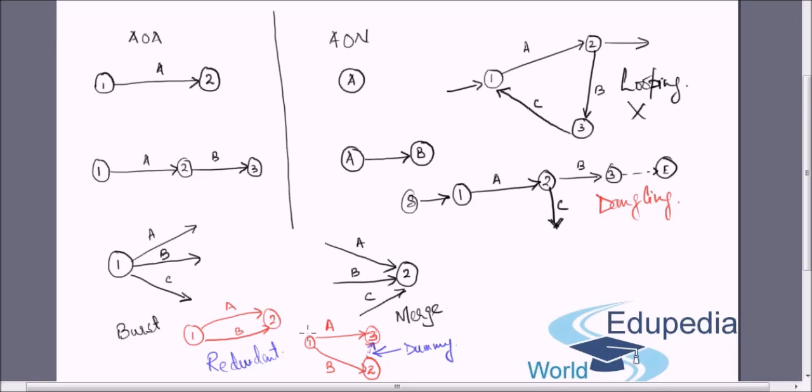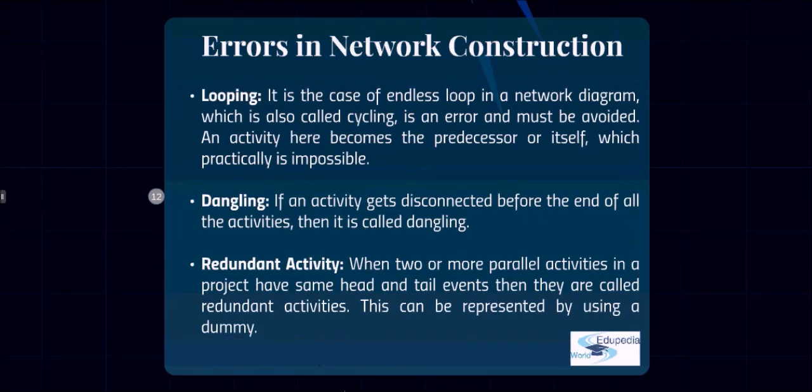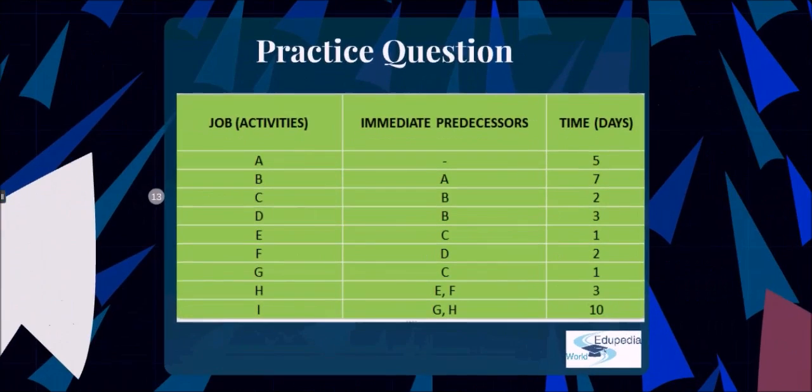We can have other cases also, but for now let's keep it simple and let's just understand what is a redundant activity and when we use a dummy. Further, as and when we take various problems, we shall understand the usage of dummy in other cases. Alright, so now let's take up a problem. Here we have a practice question. You see here we have totally 10 activities starting from A to I.